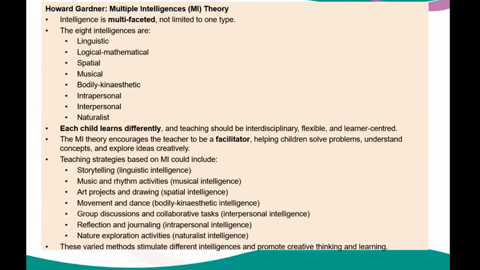And now we look at Howard Gardner's multiple intelligences, MI theory. Intelligence is multifaceted, so not limited to one type. Remember, there are 8 intelligences. So these are linguistic, logical-mathematical, spatial, musical, bodily-kinesthetic, intrapersonal, interpersonal, and naturalist.